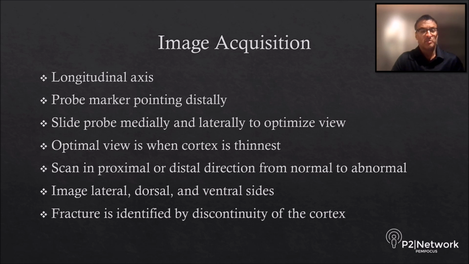You're going to scan in the proximal or distal direction from normal to abnormal. And you also need to remember to image the lateral, dorsal, and ventral sides. And a fracture is identified very simply by a discontinuity of the cortex.